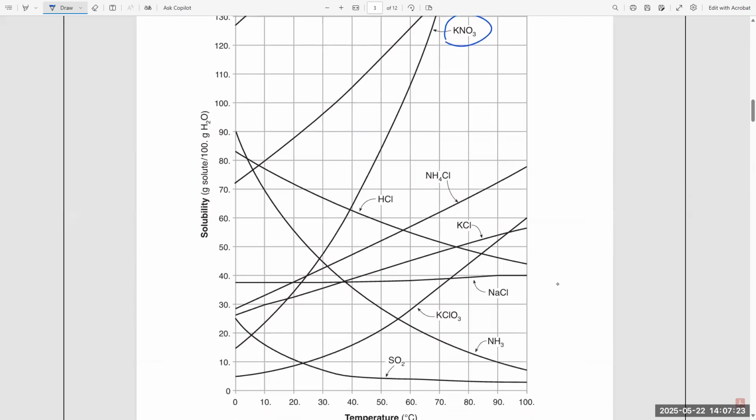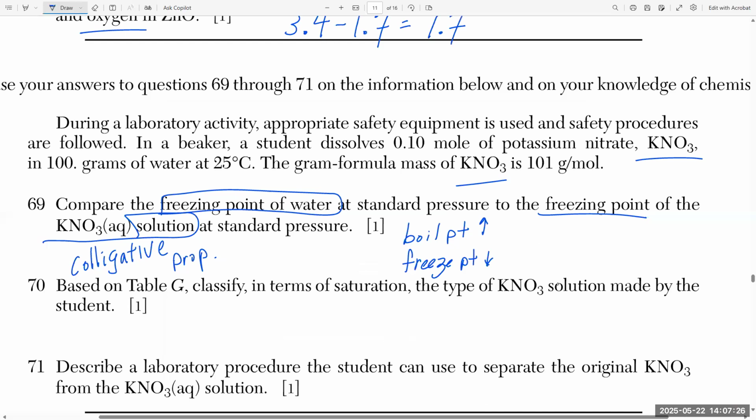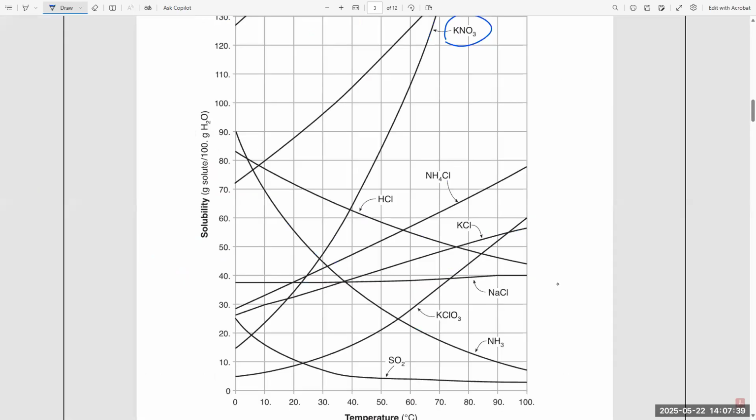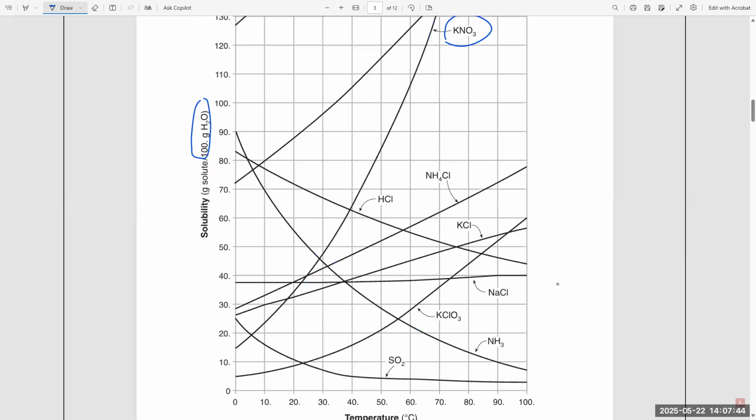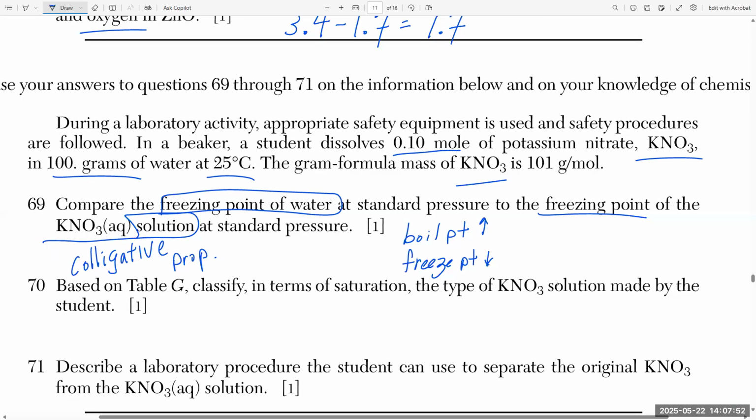Be careful, right? Now, it says 0.1 mole of potassium nitrate. We don't have mass. We do have temperature, right? In 100 grams of water. Remember what I said? You have to make sure it's 100 grams of water. We do have temperature, 25 degrees Celsius, so it's right here, right? But we need grams. We don't have grams, right? But it's easy. Why? You have this, you have that, right? So what do we know?